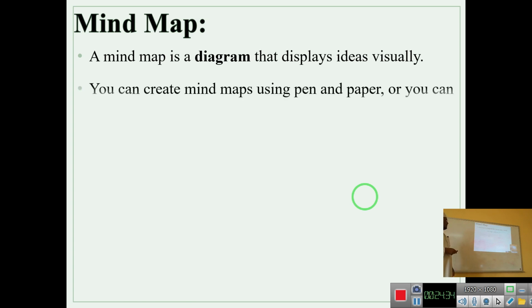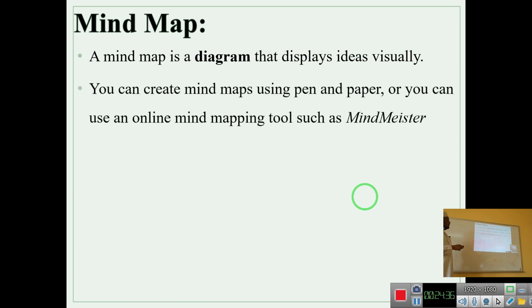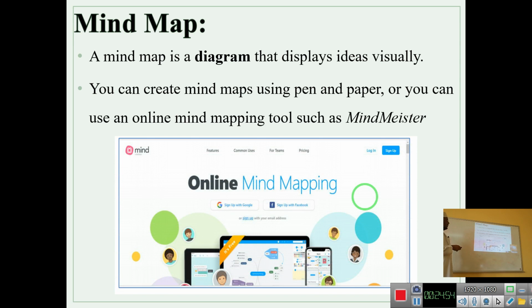So what mind maps do we have? You can create mind maps using pen and paper, or you can use an online mind mapping tool such as MindMeister. We can use Paint here, but Paint is not that easy and not that flexible for you. But we have some tools called online mind mapping. This is called MindMeister. This is one tool where you can create a visual diagram where you can write your ideas, where you can separate your ideas.